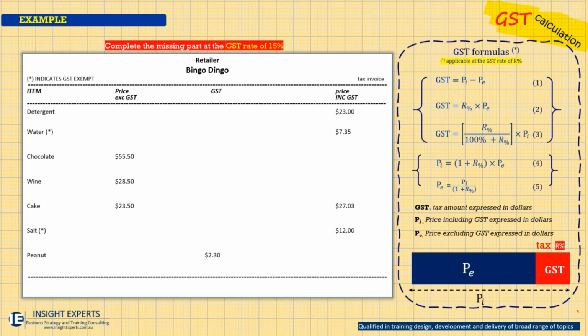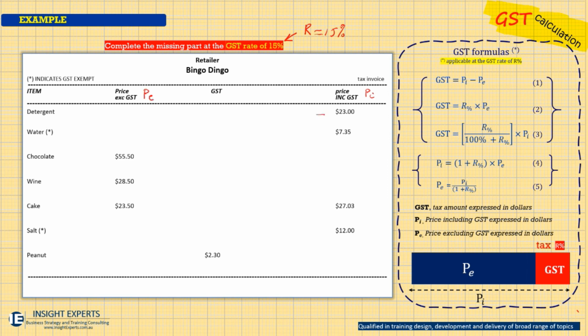Now we did this example at the tax rate of 10%. Now we're going to do the same thing at the tax rate of 15%. I'm pretty sure by now you should be confident in completing this table, but I'm going to do just a couple for you, and then you can do the rest when you have time. For the first item, which is the detergent, we have the price including GST, and we need the GST and the price excluding GST.